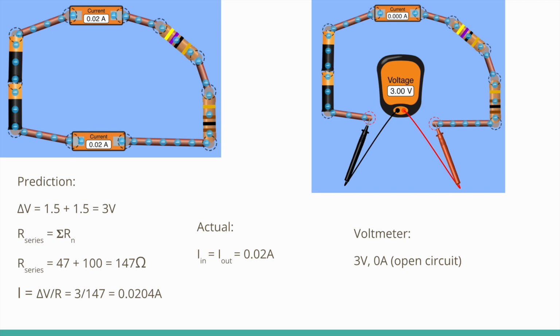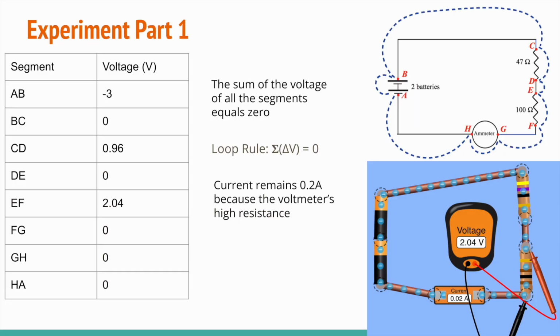The circuit on the right side has a voltage of 3, but 0 current since it's an open circuit, not closed. By labeling the points A through H in the circuit as such, we can use the voltmeter to look at the voltage between 2 points. If we do so, we find the following table. When we add up all these voltages, we find that the sum of the segments equals 0.